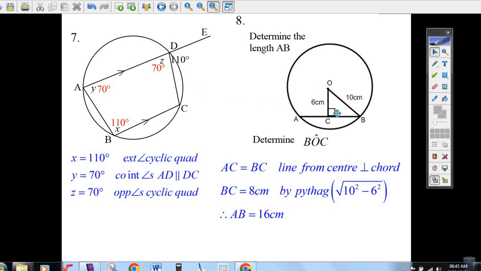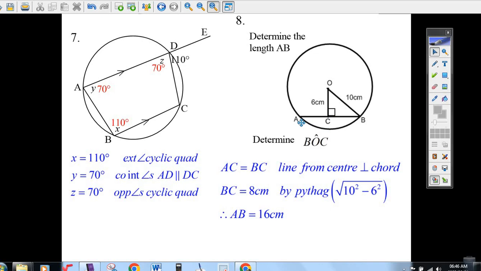Now this question here, we're given that we've got a perpendicular line. This is 90 degrees, so this is a line, O is the center, so it's a line from the center and it's perpendicular. Well, what does that do? Oh, it cuts AB into two equal pieces. So AC equals BC. And the reason is the line from the center is perpendicular to the chord.